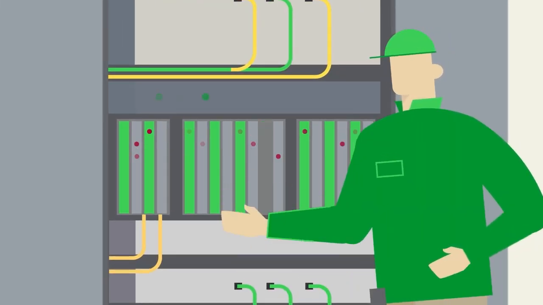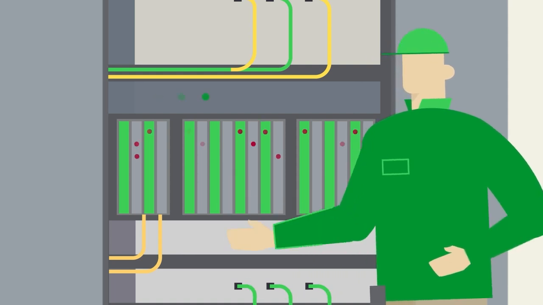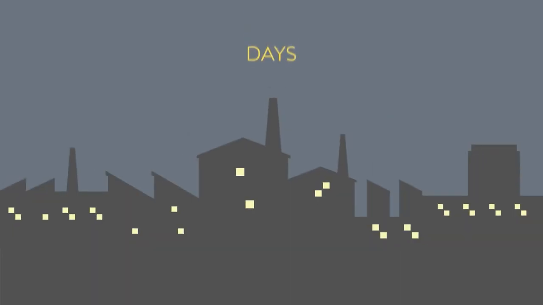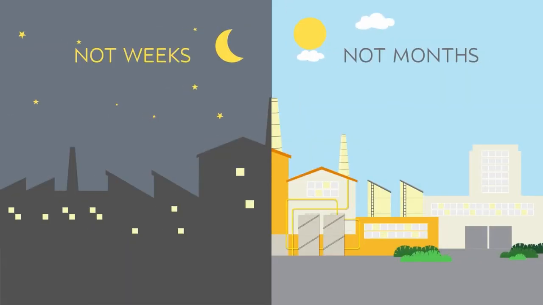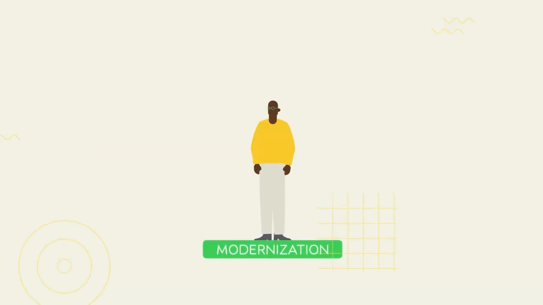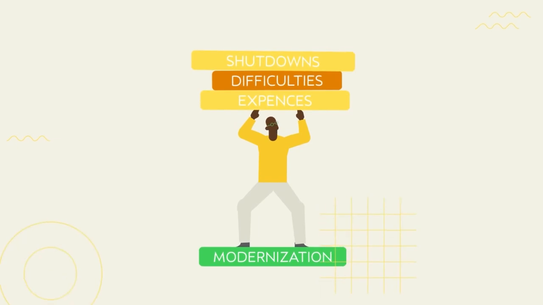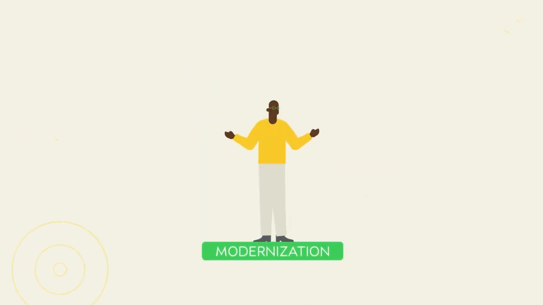You simply take out the old cards and plug in the new one. This allows you to keep your existing wiring and cabinetry right where it is. That way, commissioning can be done in days, not weeks or months. You get the benefits of modernization without the expenses, difficulties, shutdowns, or delays of other approaches.